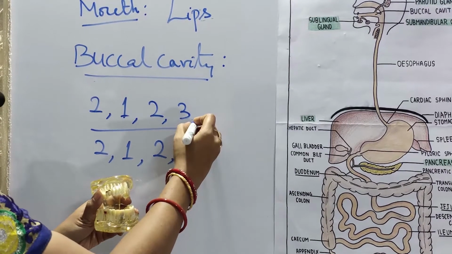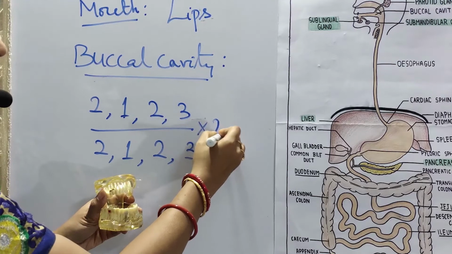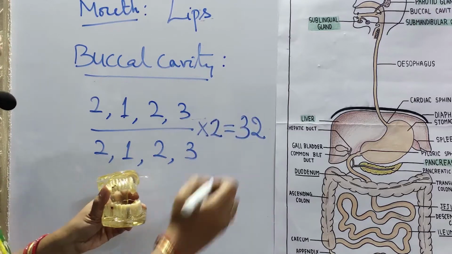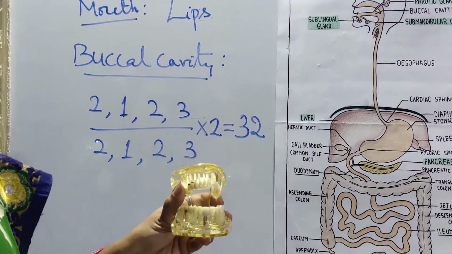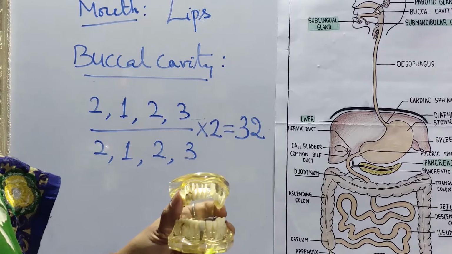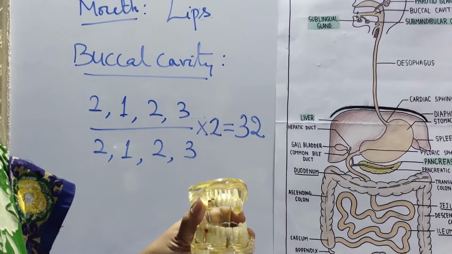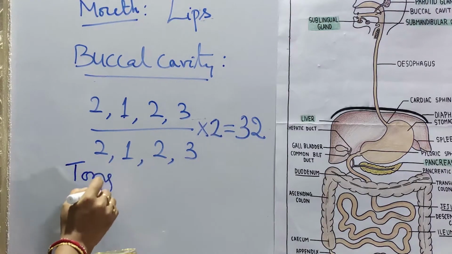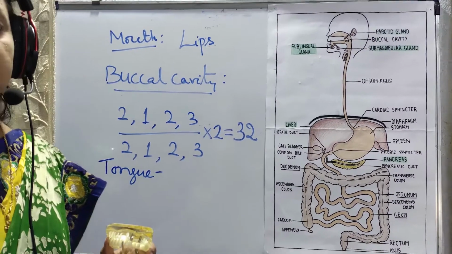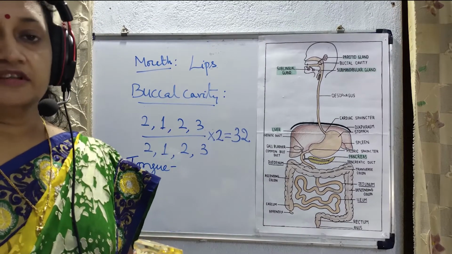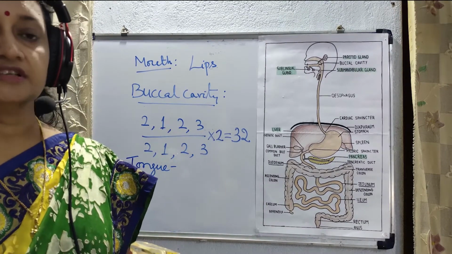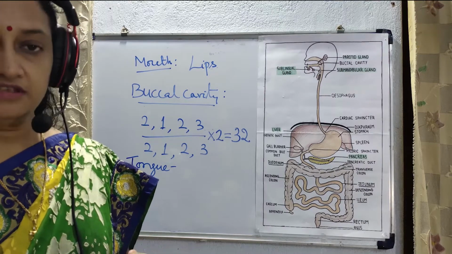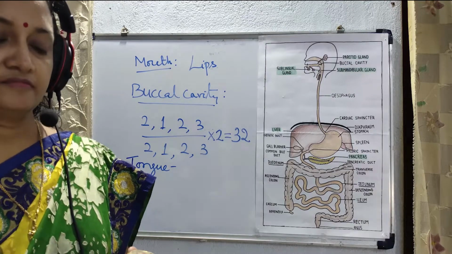So, how many teeth are present in human body? If we multiply into 2, so total we are getting 32 number of teeth. So, if we count the number, we can find these are 32 in human body. The tongue, which is a highly muscular structure, helps in speaking, it also helps in manipulation of the food, it helps in formation of the food bolus so that food bolus can enter into the pharynx, that is the next region.